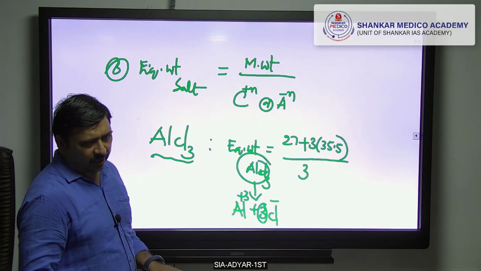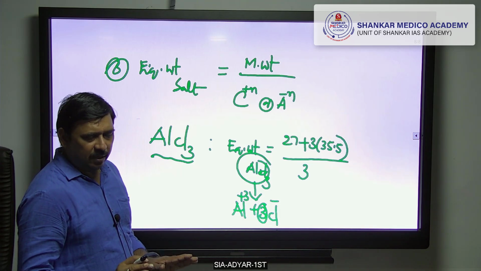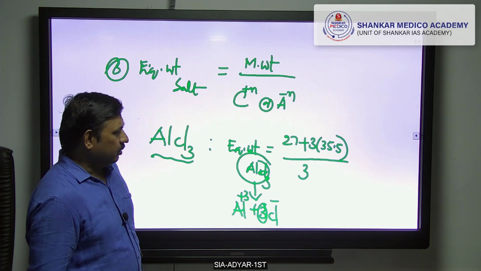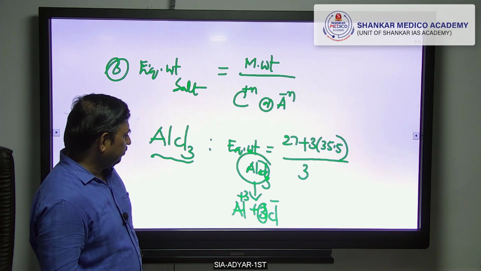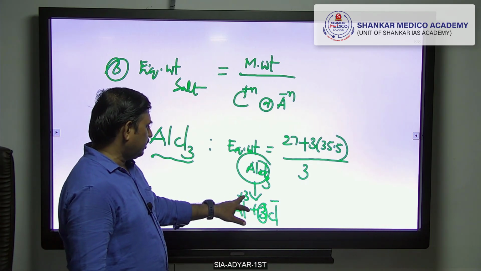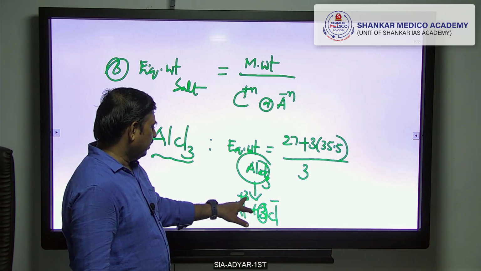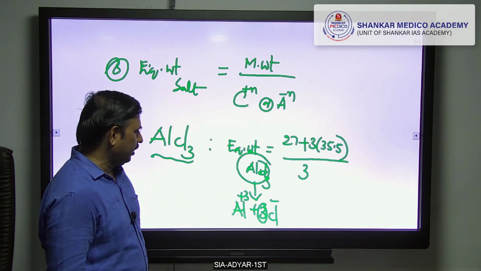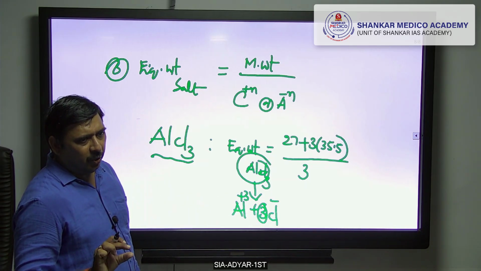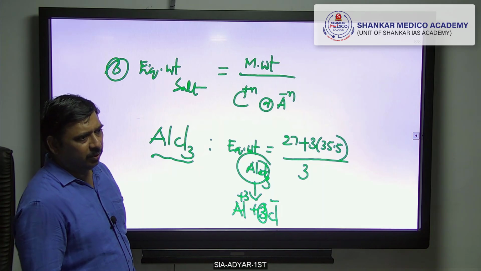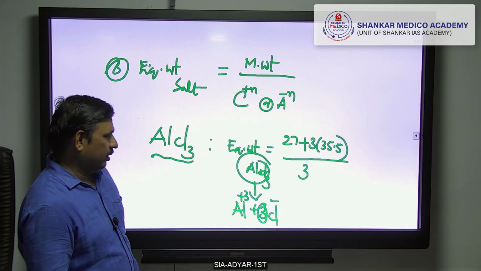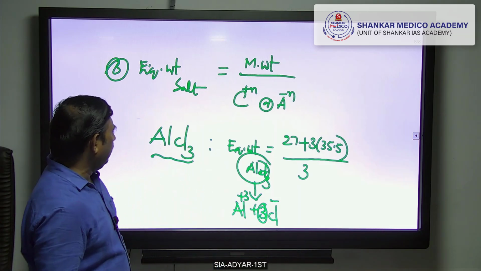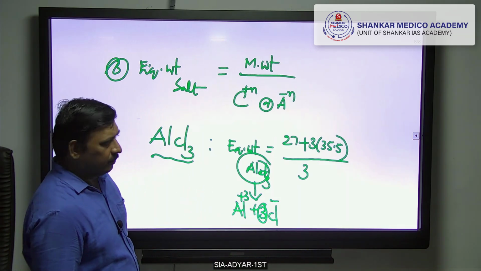No need for a positive or negative sign. Valency means you have to write it without sign. That is very, very important. This is plus 3 total charge on cation, minus 3 total charge on anion. For a neutral compound, total charge on cation is equal to total charge on anion. So this is the calculation of equivalent weight of aluminum chloride salt.